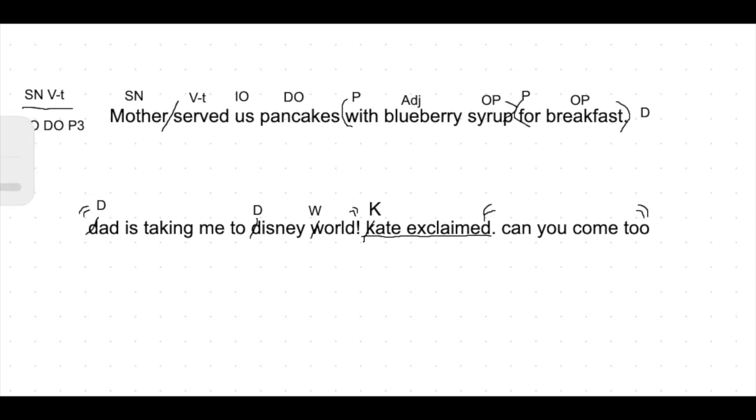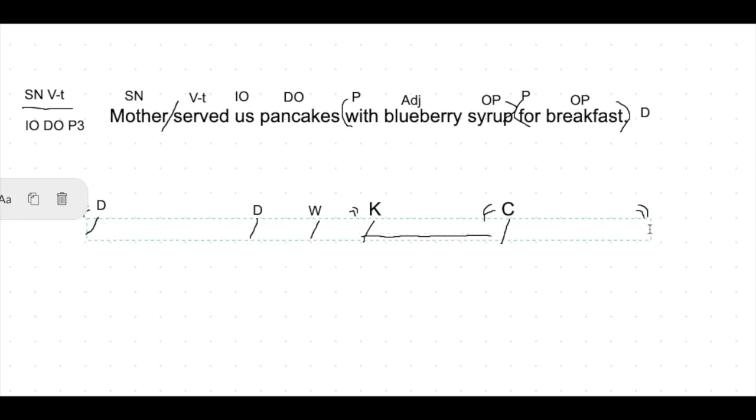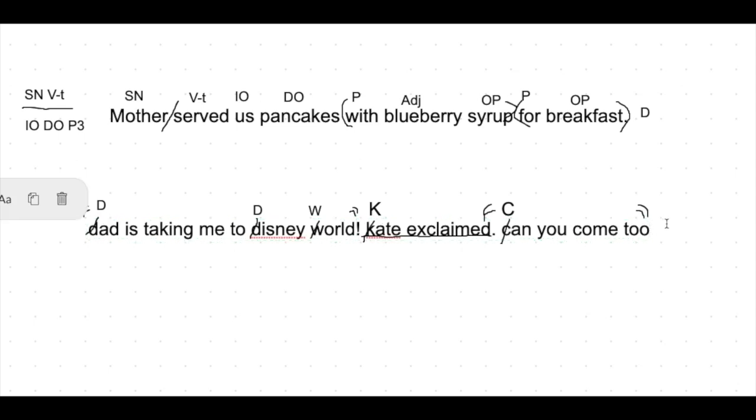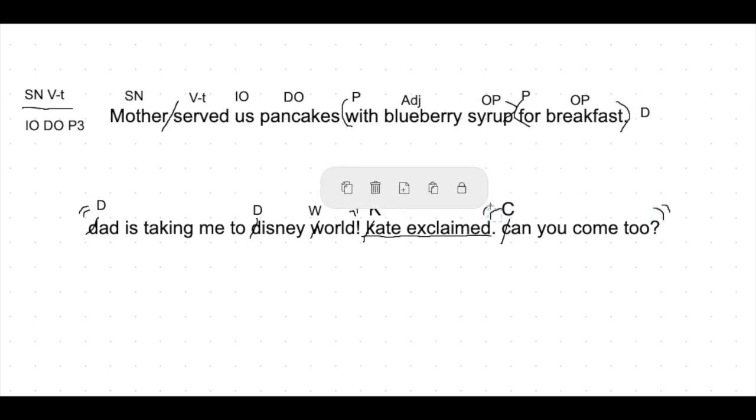And we need to capitalize can because that's the beginning of the next sentence and it's the beginning of the quote. Can you come too? That's a question. So we need to put a question mark at the end. I'm going to move over these quotation marks just so that it's clear that the quotation marks always come after the punctuation. I'm going to move these over a little bit too.